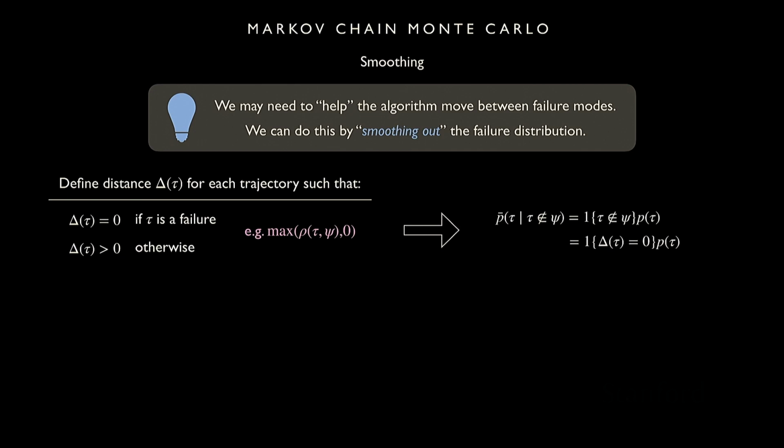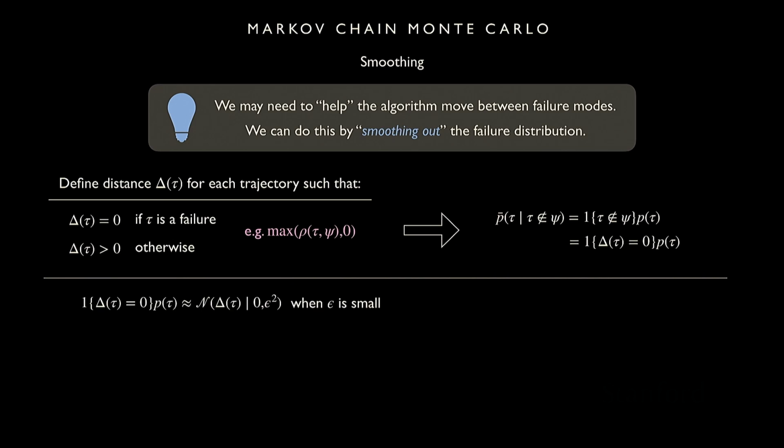And so then we can rewrite this unnormalized density here. Before, we had this indicator function that evaluates to 1 if tau is not in the specification, if tau is a failure. And now we know if it's a failure, then this distance evaluates to 0. So we can just replace that condition with this distance being equal to 0.